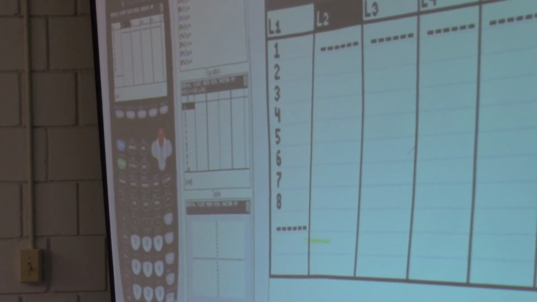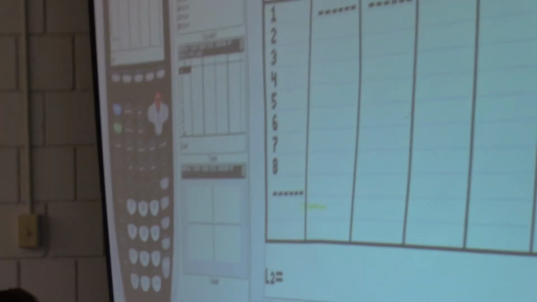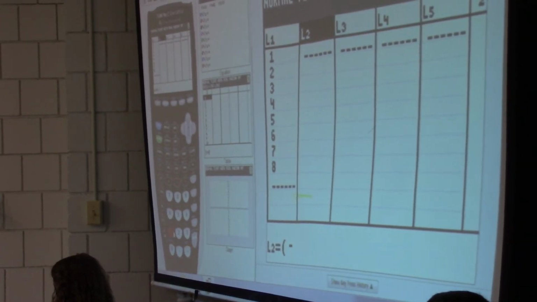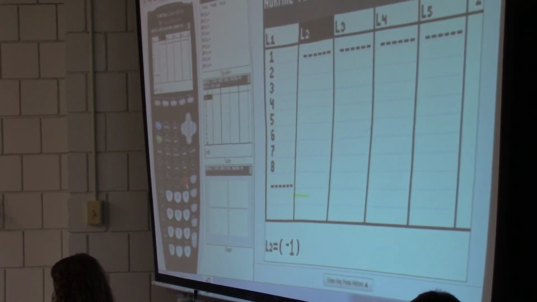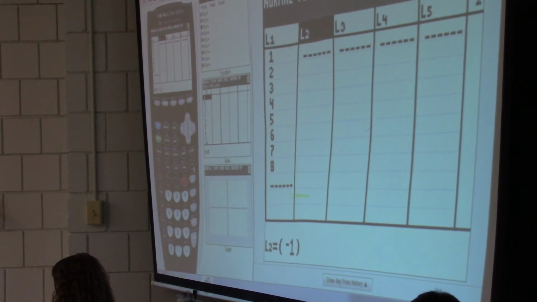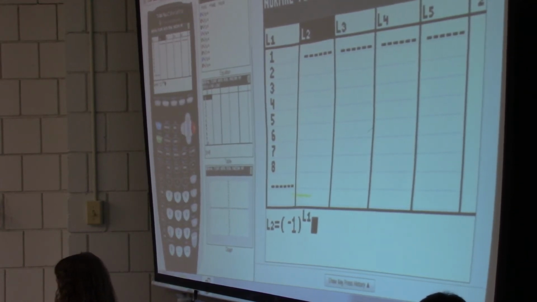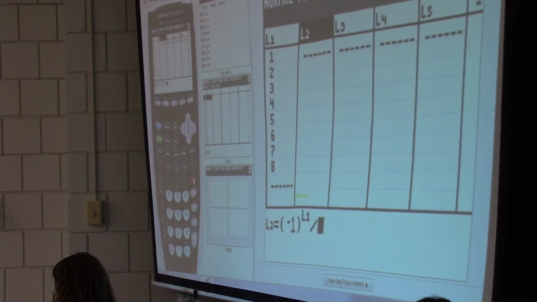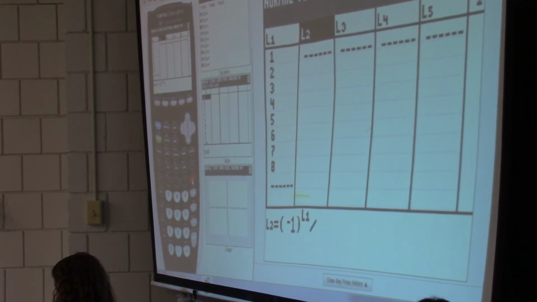Up arrow, and I'm in L2 right here, and I will do parentheses, -1, close the parentheses, raised to the L1. And now I have to divide what? L1 factorial. Where's the factorial? I'm going to hit L1 factorial. Where is it?